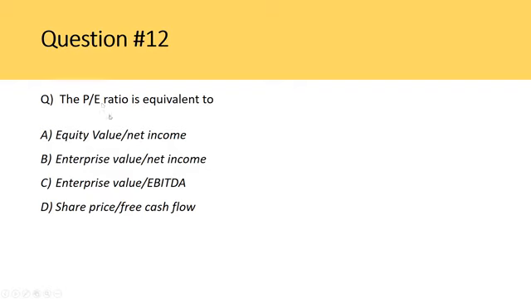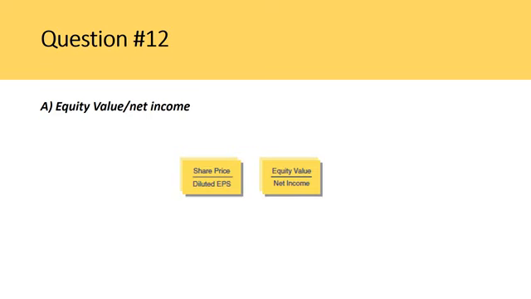Essentially, if you were to multiply the current share price by fully diluted shares and then multiply the current earnings per share by fully diluted shares, you would get equity value and net income. So really, this is the equivalent ratio. So the price to earnings ratio, the PE ratio, is equivalent to the equity value divided by net income ratio. Okay? And so that's the answer. So it would be A.